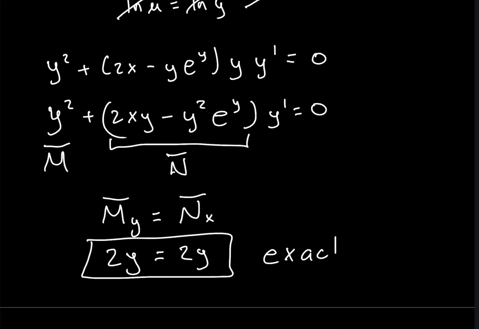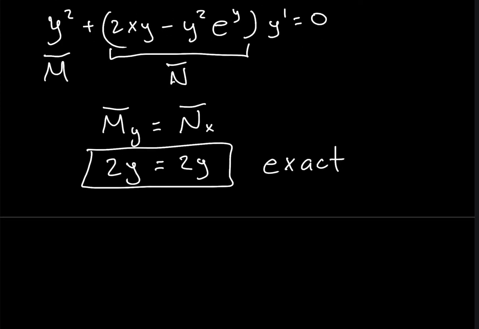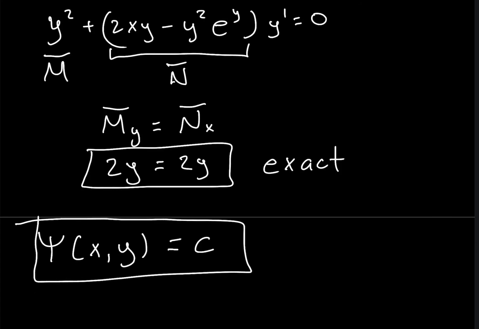As you can see, now we have an equality. So now we can conclude that this equation is exact, and therefore we can find a function psi that depends on x and y, which is equal to a constant, and this function psi will be the solution of our differential equation. Again, if you don't know what I mean by this, go back to my previous video and you will see 2 examples on how to find this function psi.